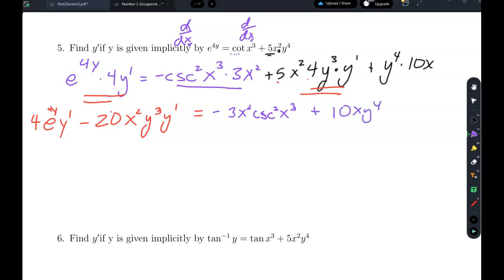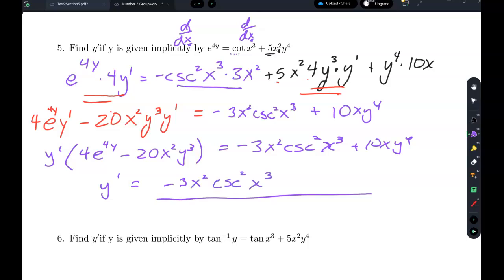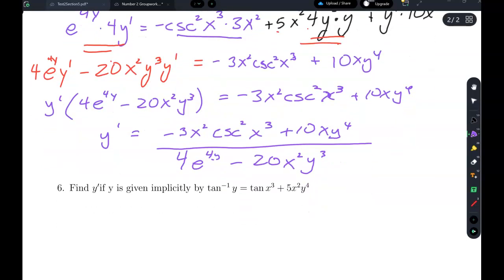So if I factor the y prime out of here, I get 4e to the 4y minus 20x squared y cubed equals this ugly thing, x cubed plus 10x y to the 4th, and then I divide and I'm done, right? So negative 3x squared cosecant squared x cubed plus 10x y to the 4th over 4e to the 4y minus 20x squared y cubed. Shoo!